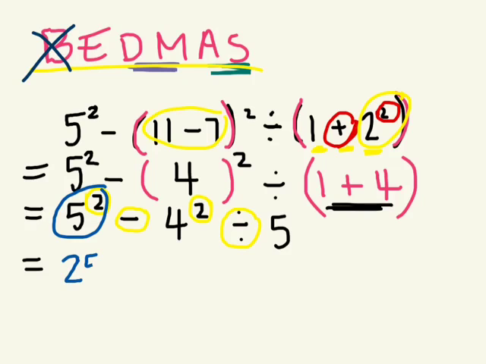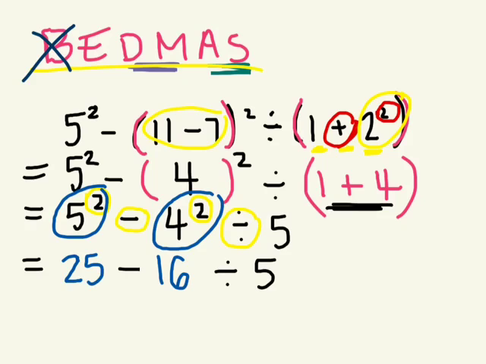Good. So 25, take away, we have to simplify 4 to the power of 2. 4 to the power of 2 means 4 times 4, which is 16. Good. And then we have at the end here, divided by 5. Okay, so we're done with exponents. We have no more exponents.